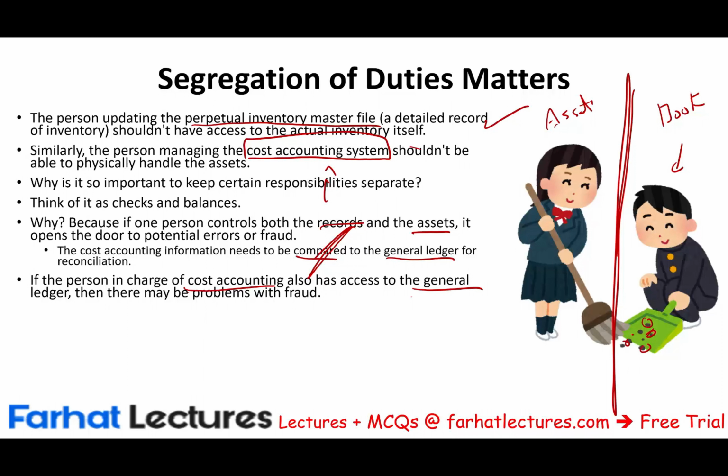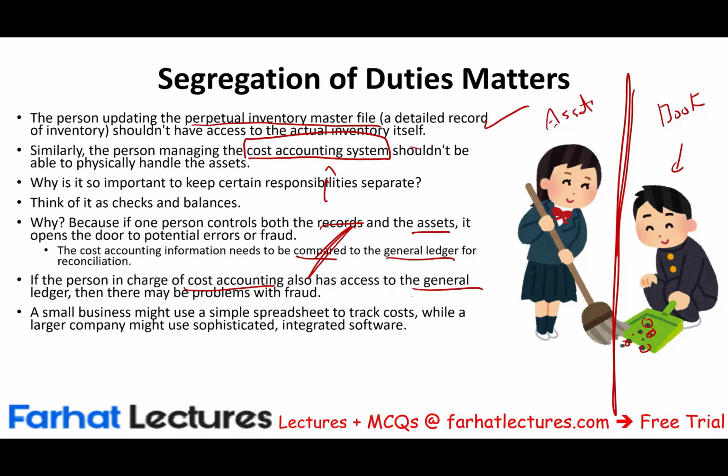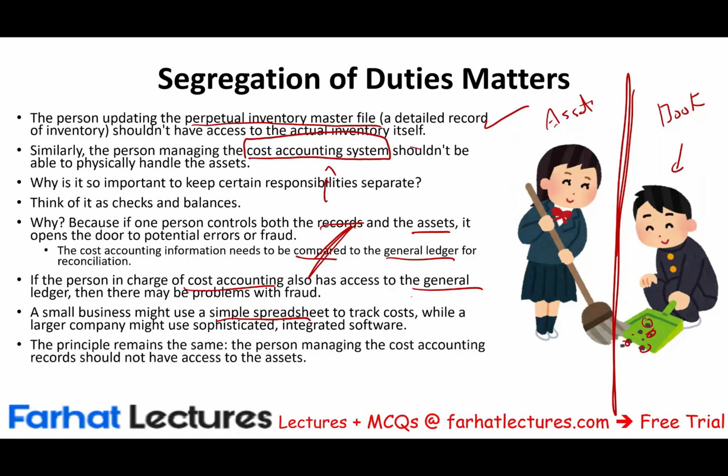Now, when we're throwing around this word cost accounting system, I don't want you to think it could be as simple as a spreadsheet that tracks production cost. At larger companies, we could have software like SAP or Oracle or QuickBooks. It could be integrated. It could be a separate system. Or in some companies, think of it as manual. They're keeping things on a piece of paper. So the principle remains the same. You have to have that segregation of duties. The person managing the cost record should not have access to the asset.